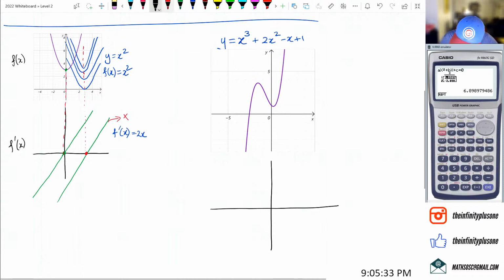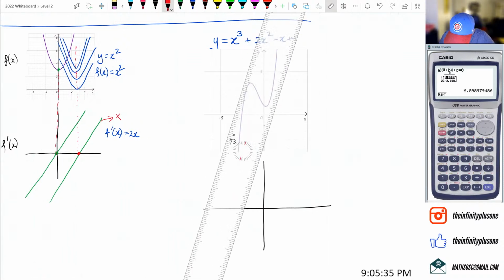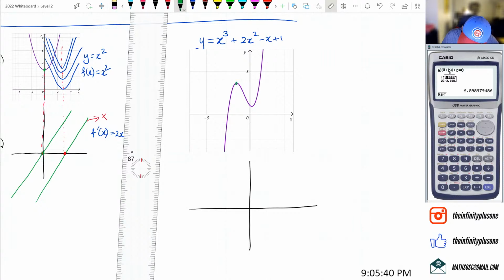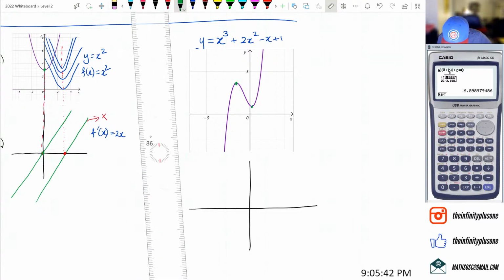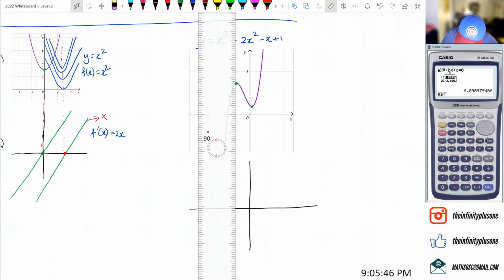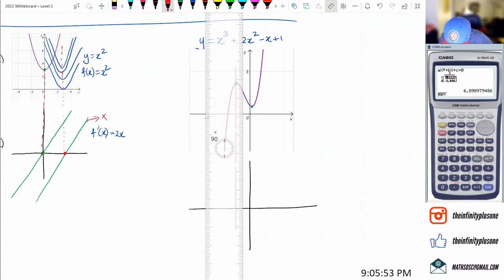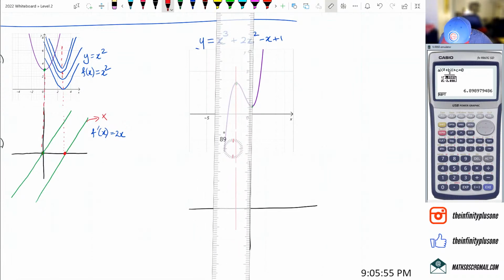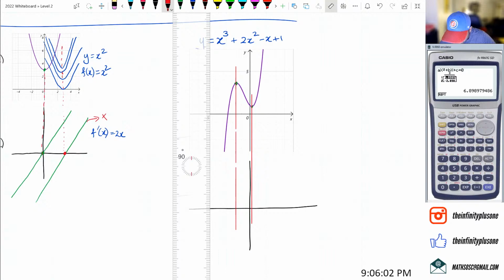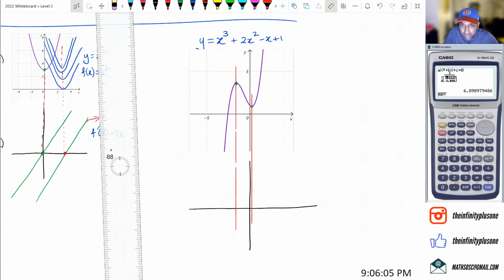The first thing I'm going to do is take my ruler and go down and mark my turning points. My turning points are here and here. So I'm going to take my ruler and make sure that it's kept at 90 degrees, and draw this line here. So those are where my two turning points are.